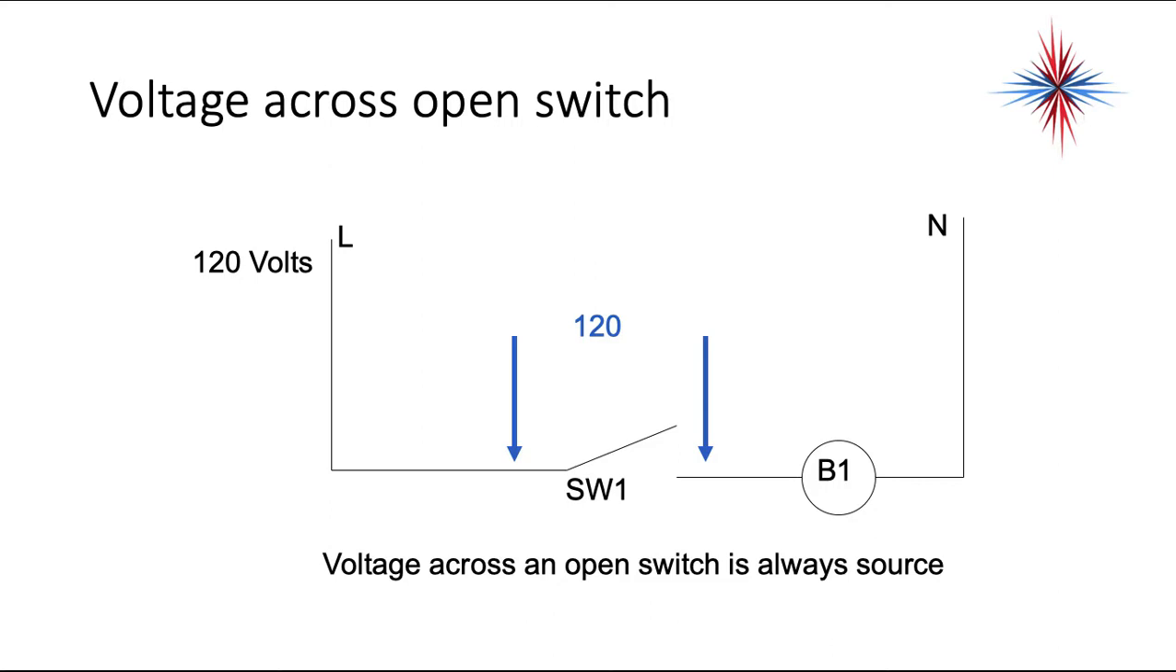So if you want to measure the voltage across switch 1, you're going to put your meter leads on either side of switch 1 so your meter's in parallel with that switch. Voltage across an open switch is always source. Okay? Again, voltage across an open switch is always source. Voltage across a closed switch now turns to 0. Again, the rule to remember, voltage across an open switch is source, across a closed switch is 0, because it's either open or closed. There's no in between.